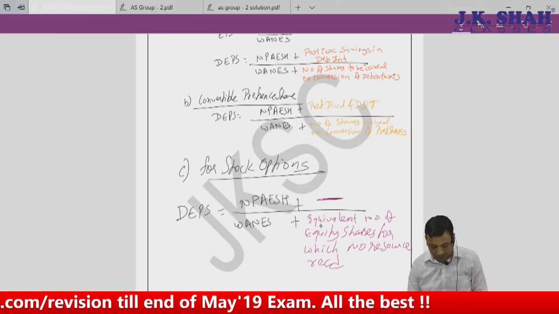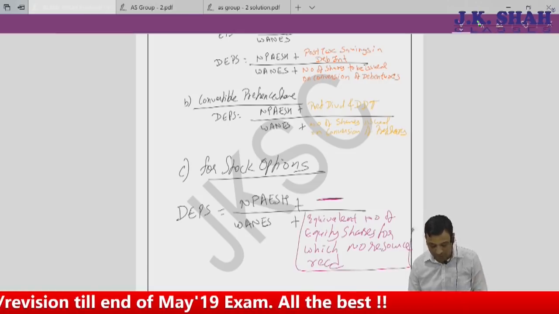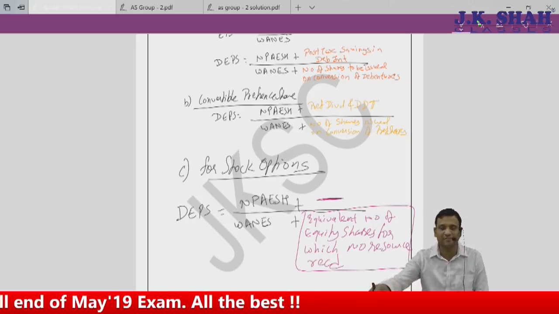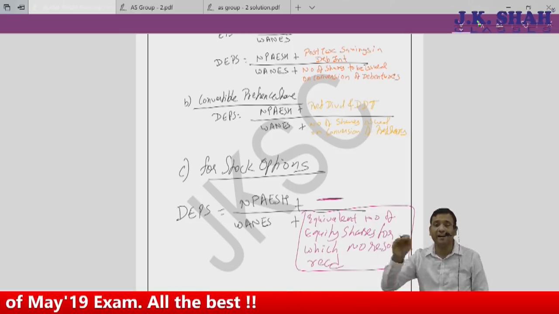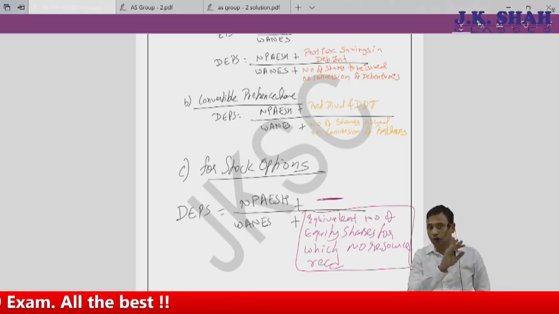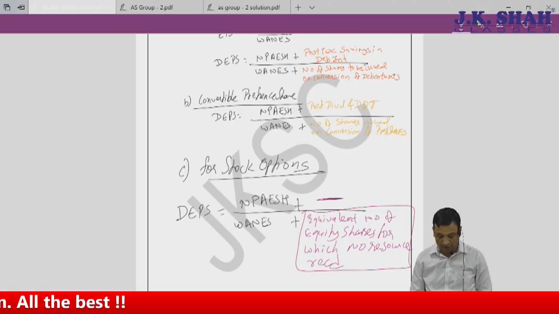So here I am going to write down only those number of options for which no money is received. You are going to receive money for every stock option, but we are writing only that equivalent number of options for which no consideration is received, for which no resource is received. I'm going to write that only.